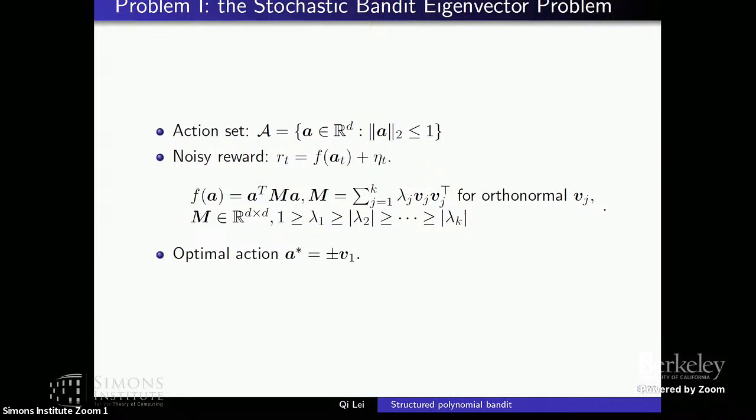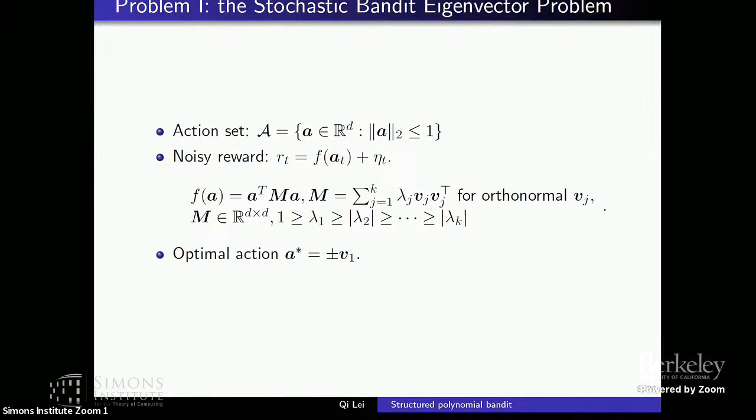Therefore, for this kind of problem, we immediately see that the optimal action lies in the direction of M's top eigenvector, if the top eigenvalue is positive. But if it's not positive, we can do some shifting. So that's not the essential assumption, just for the ease of presentation.